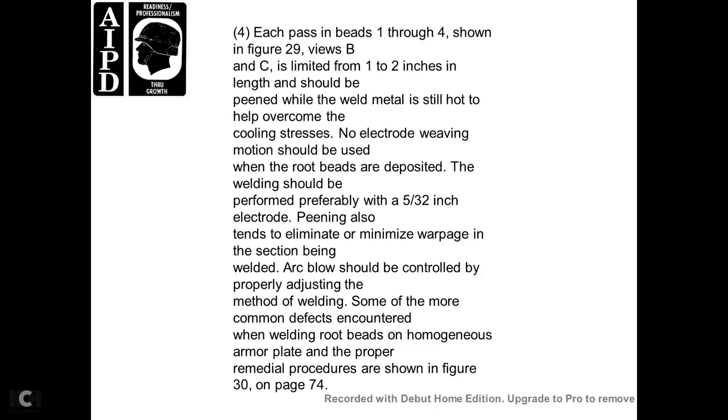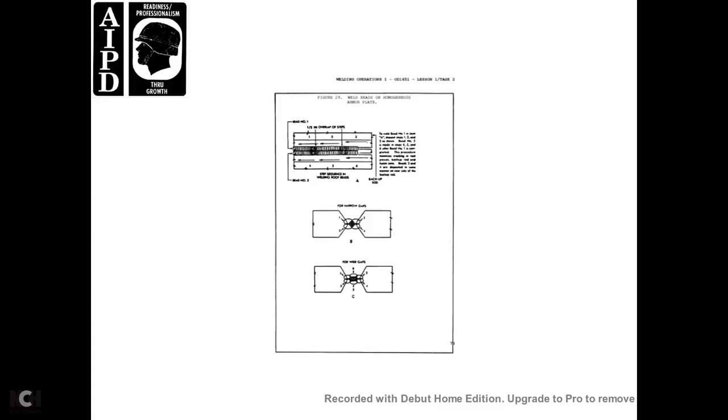No electrode weaving motion should be used when the root beads are deposited. The welding should be performed preferably with a 5/32 inch electrode. Peening also tends to minimize warp. In the section being welded, arc blow should be controlled by adjusting the welding method. Some of the more common defects encountered with welding root beads in homogeneous armor and the proper remedial procedures are shown in figure 30, page 74.